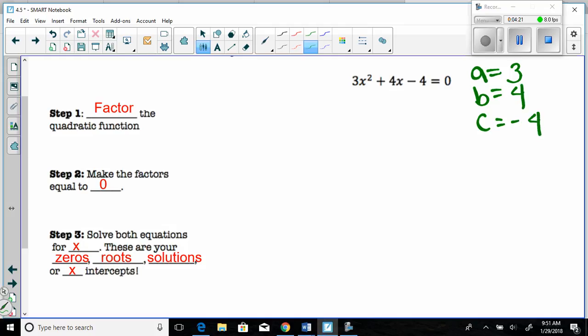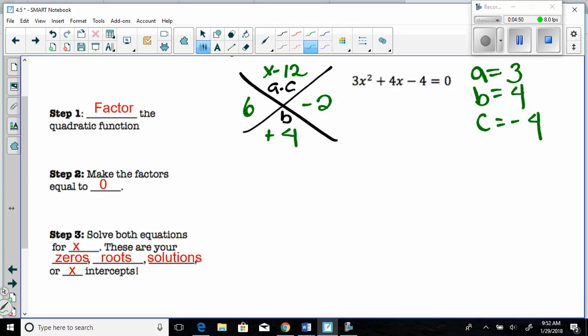Same thing we've been doing the last class, right? I make my X and I make my A, B, C. This is all for step 1, because first they're telling me to factor. So what is 3 times negative 4? Negative 12. And I'm adding to positive 4. Who can raise their hand and tell me 2 numbers that multiply to negative 12 that add to positive 4? Raise your hand. Yeah.